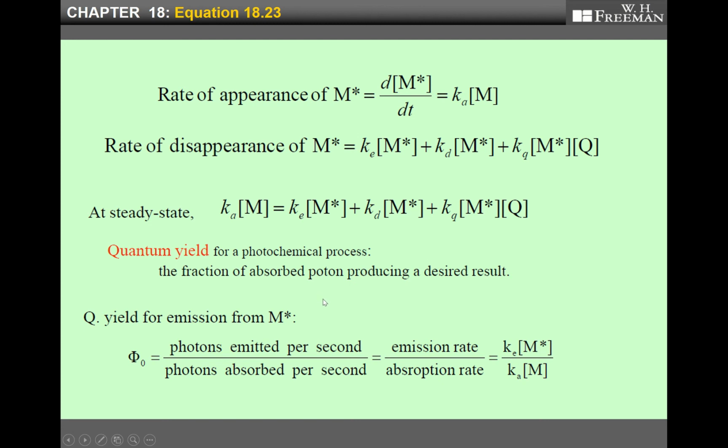So for the emission from excited molecules, the quantum yield is defined as photons emitted per second divided by photons absorbed per second. In this case, quantum yield is expressed by this equation: the emission rate divided by the absorption rate. Very simple. And we keep on going.